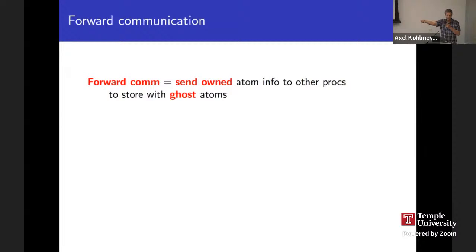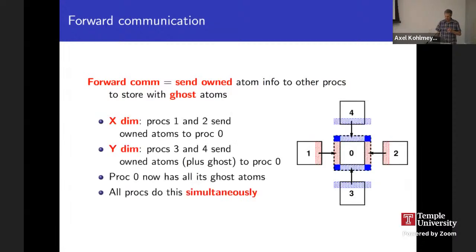Okay, so I showed this diagram before, but I'm just going to go through these stages to make sure it's clear in your mind how forward works, and then I'm going to contrast it with reverse communication on the next slide. So in the X dimension, processor 0 is the one that's receiving owned atoms. In the X dimension, processors 1 and 2 send information to processor 0. And then in the Y dimension, processors 3 and 4 send information to processor 0 up and down, so that it acquires all the atoms, including its corners.